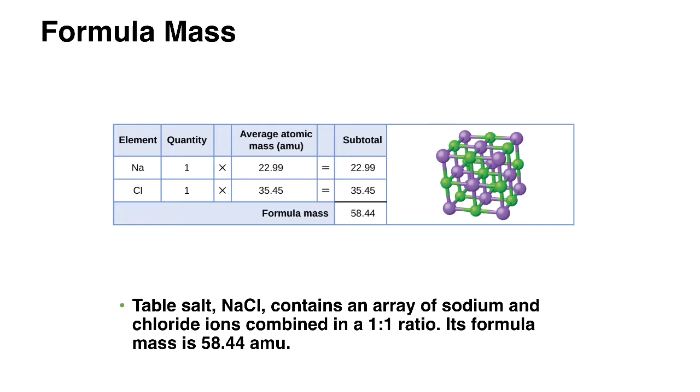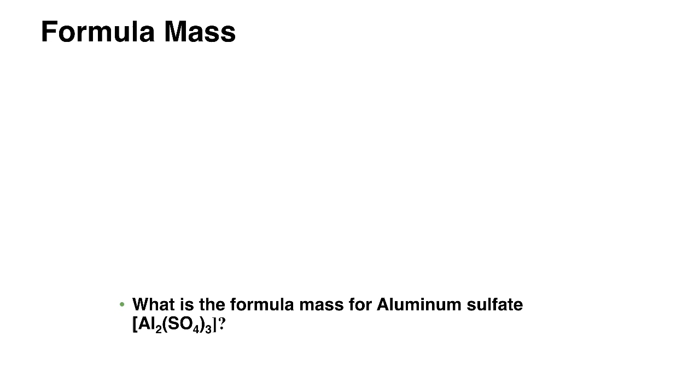Let's do one more. Stop the tape and see if you can figure out what the formula mass or molecular mass for aluminum sulfate is. And you can see that aluminum sulfate's formula is Al2(SO4)3, and the SO4 polyatomic ion is multiplied by 3.